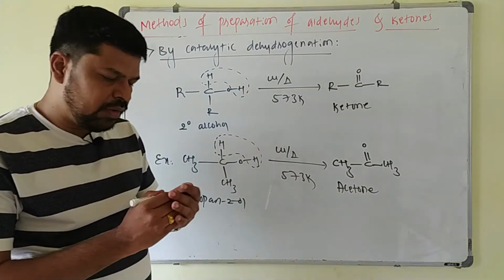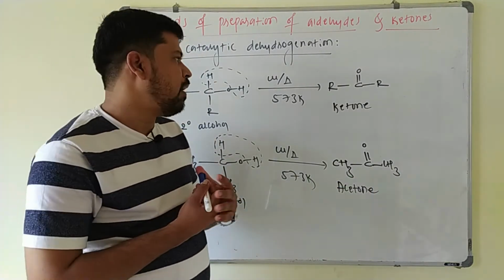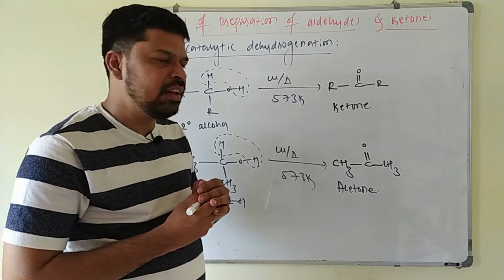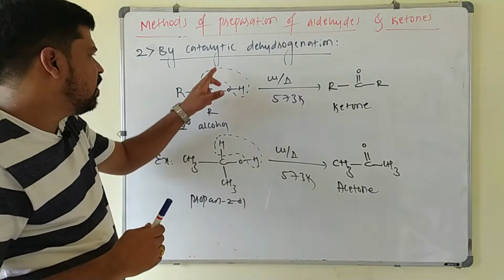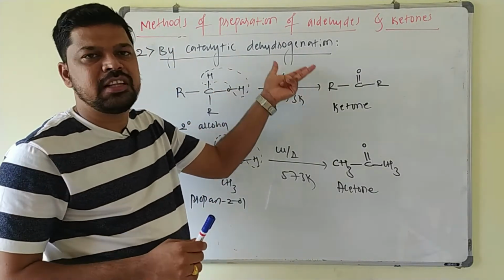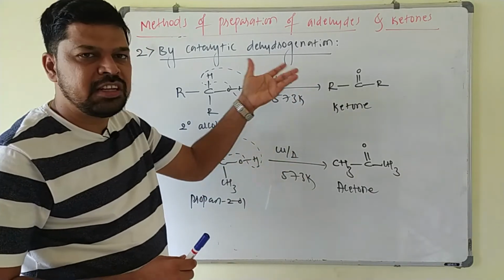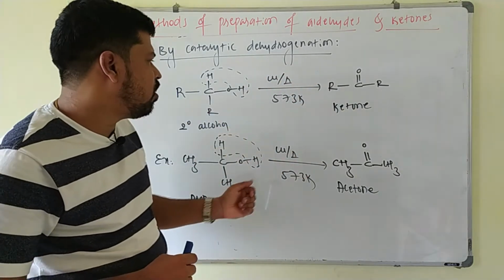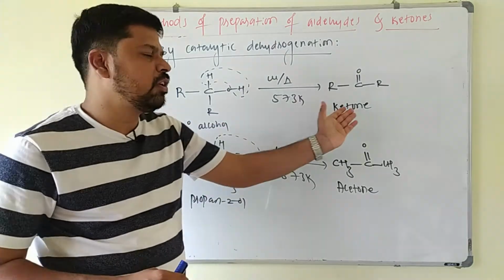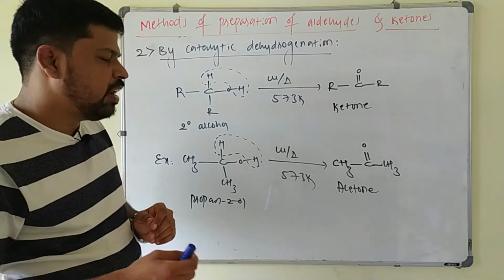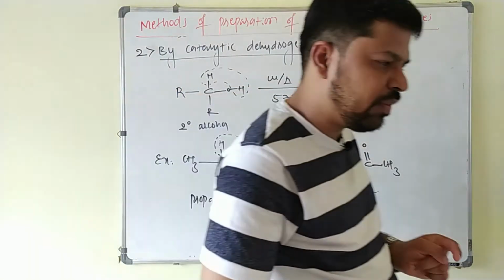Ketones. Whenever primary and secondary alcohols are passed over heated copper at 573 Kelvin, they will undergo what? Catalytic dehydrogenation, in presence of copper. This dehydrogenation is nothing but oxidation. Removal of hydrogen is nothing but oxidation here. So primary alcohols always give what? Aldehydes, and secondary alcohols give what? Ketones here. That's it. Next, we will see what happens when tertiary alcohols are taken.